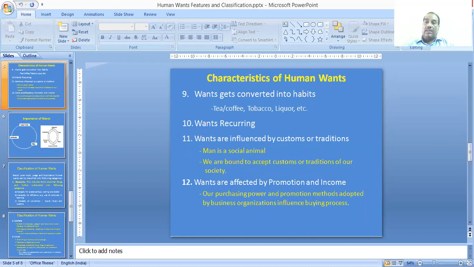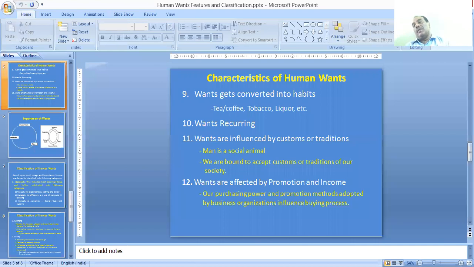So this is the property, and it is called recurring wants. Then wants are influenced by customs or traditions. And you also know about this. Man is a social animal. We are bound to accept customs or traditions of our society. We follow the customs and traditions of our society.